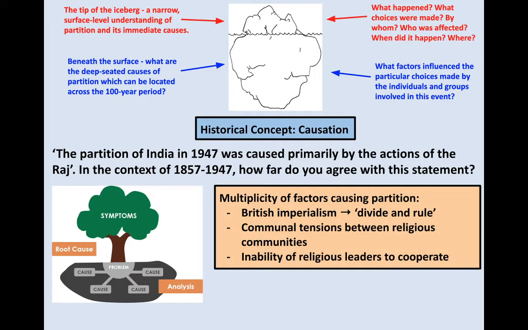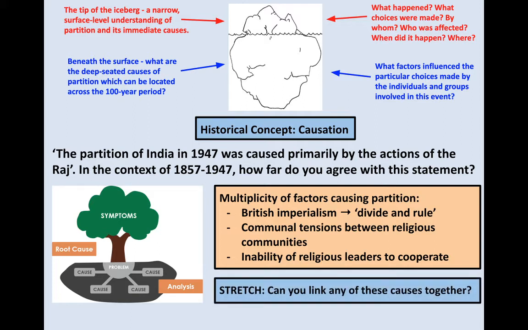Now, there's a multiplicity of factors which caused partition in 1947. So the different causes, the umbrella terms that you can use for your different factors when it comes to completing your A3 table over the summer holidays: you've got British imperialism, so divide and rule. You've got communal tensions between religious communities, and you've got the inability of religious leaders to cooperate.